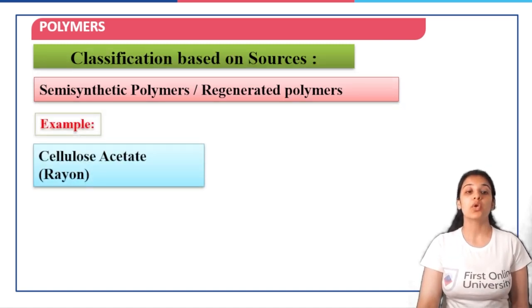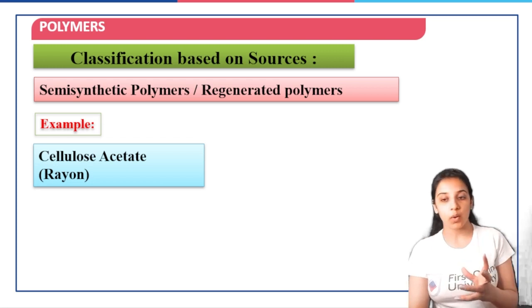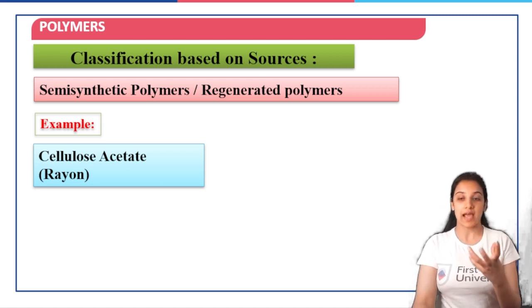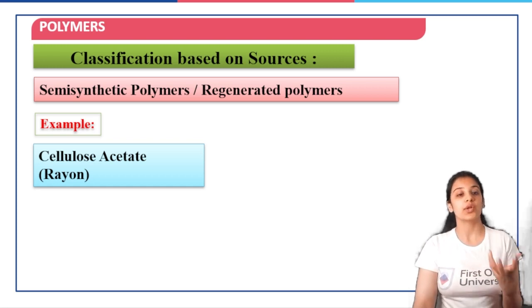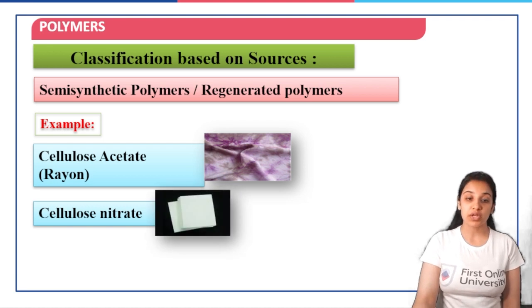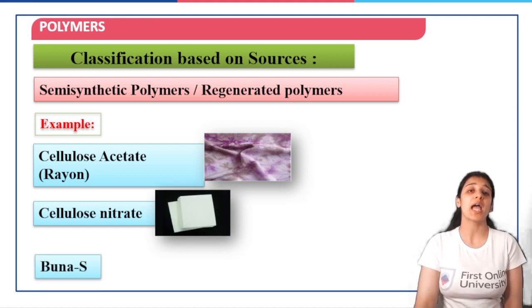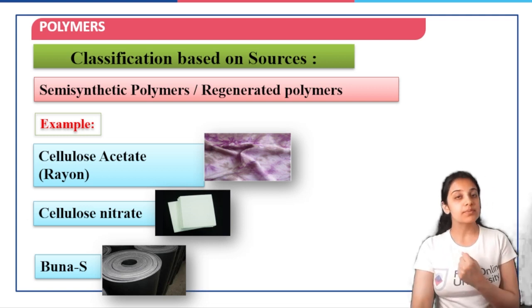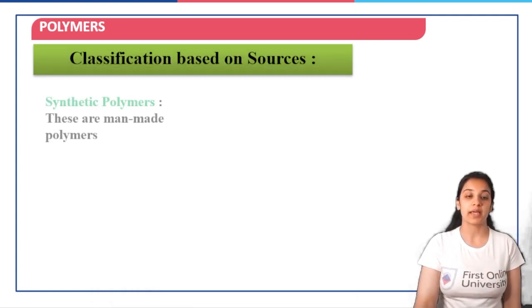For example, cellulose acetate. So cellulose is the natural polymer that we have. And when we produce modifications in that, we introduce the acetate group. Then we call it as cellulose acetate, which is nothing but rayon. Then we have cellulose nitrate also. Buna S is a very important polymer when you talk about rubbers. Buna S has a very important role to play.